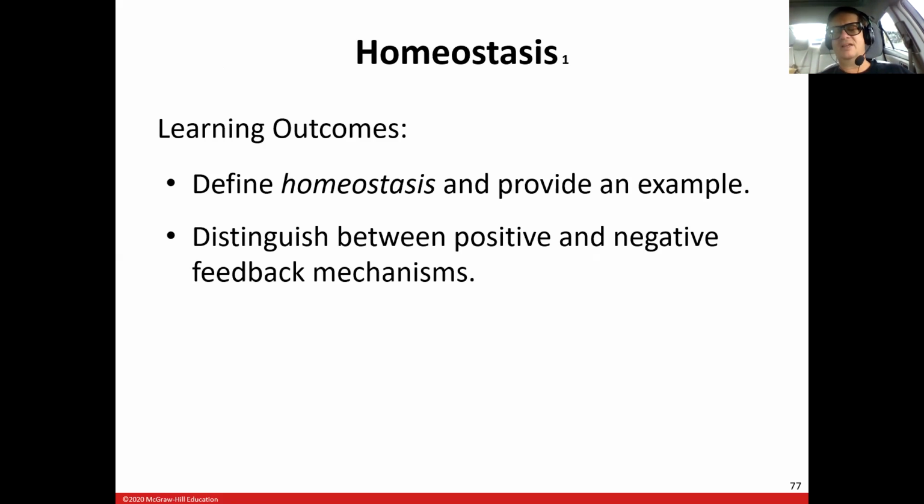Positive feedback mechanisms are a lot more rare. I can only think of two off the top of my head. One is oxytocin causing uterine contractions to deliver a baby. And the other one would be blood clotting. And so let's go with the first one I mentioned, that's easier.